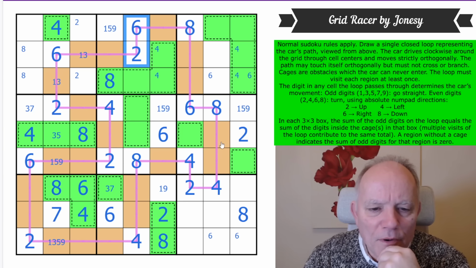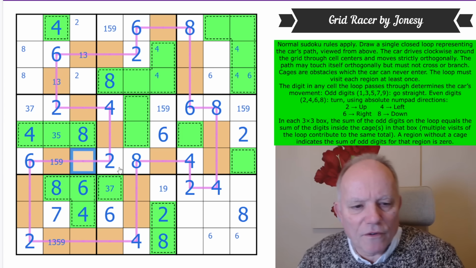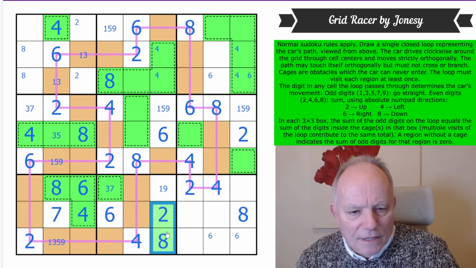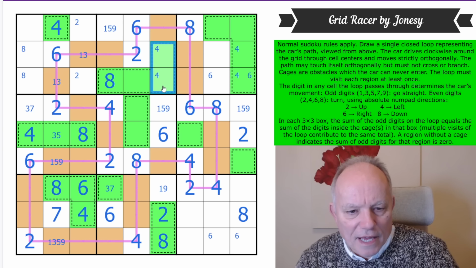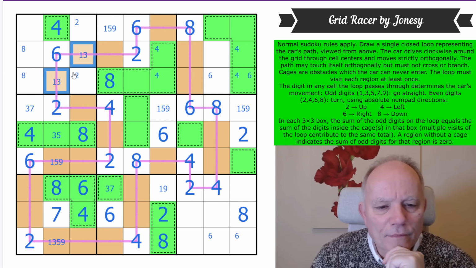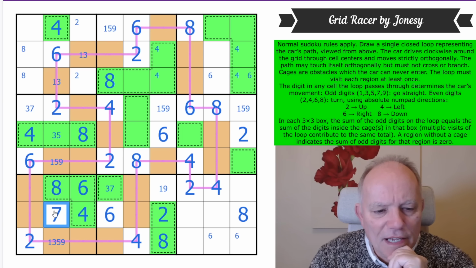I don't know which box is going to give me the information to get this resolved. There must be something. 6, 2, 8, 4. We've got 1, 3, 5, 7, 9 still to place everywhere. 8, 2, 6. 4 is there. This is the only box where we really know what the odd orange digits are. And we got that 7, and I haven't really used that either.